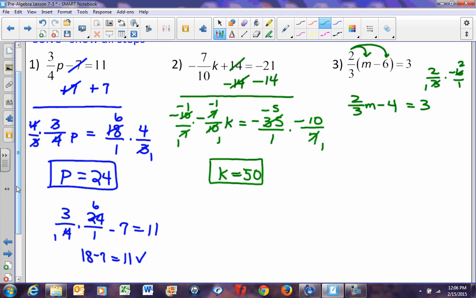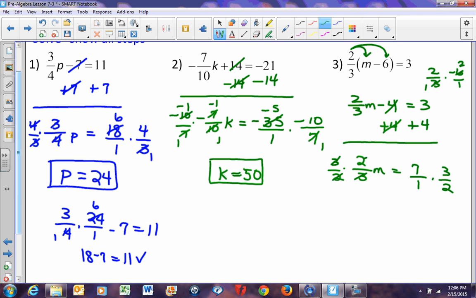Now we need to add 4 to both sides of the equation. So my 4's will cancel out here, and I'm left with 2/3 m equals 7. To solve for m, I must multiply by the reciprocal again, so I will multiply by 3 over 2. These 3's cancel out, these 2's cancel out, and m will equal 7 times 3 is 21, 2 times 1 is 2. You can leave it as 21 halves, or you can change it to a mixed number.